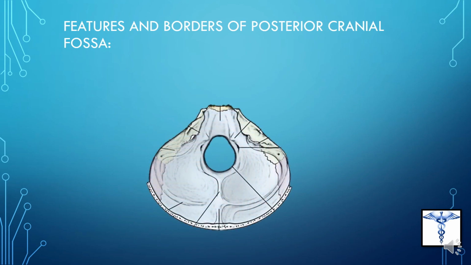From here, the biggest and largest fossa of all the cranial fossae is the posterior cranial fossa. Anteriorly it is bounded by the petrous part of the temporal bone, and posteriorly by the inner surface of the occipital bone. Centrally, you see the foramen magnum, which is a large opening. Through this foramen magnum, parts of the hindbrain, the medulla oblongata, pass.